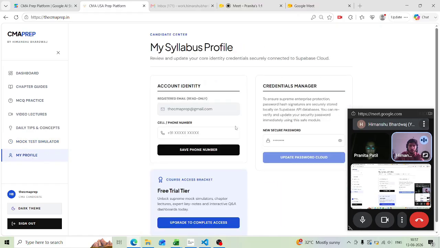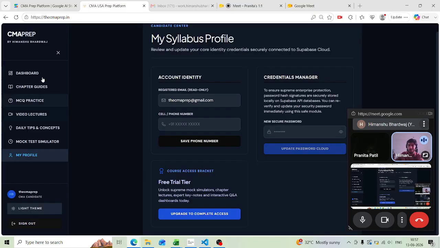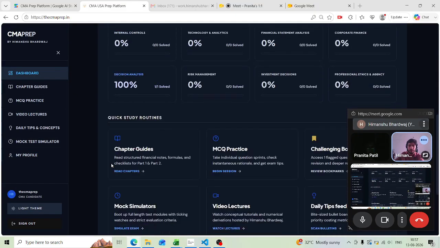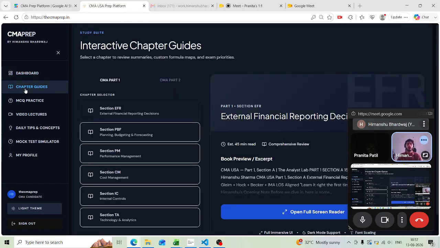And here is your profile. You are already a member, so you'll see complete access here. And you can use a dark theme as well if you want. That's the whole overview of this particular prep platform.